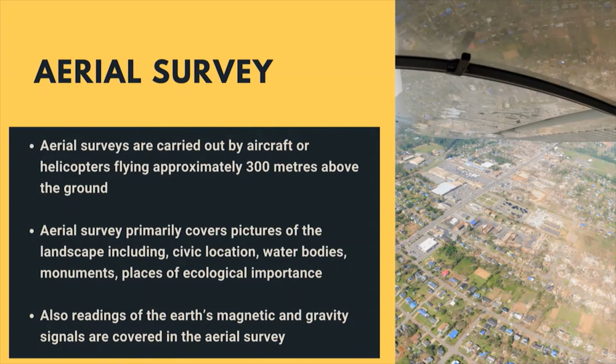And primarily it covers pictures of the landscape, including civic locations, water bodies, monuments, and places of geological importance. Also, readings of the Earth's magnetic and gravity signals are covered in this aerial survey. So, this is the very first step where we try to get a picture of the Earth's surface and we are trying to identify the oil-bearing bodies.